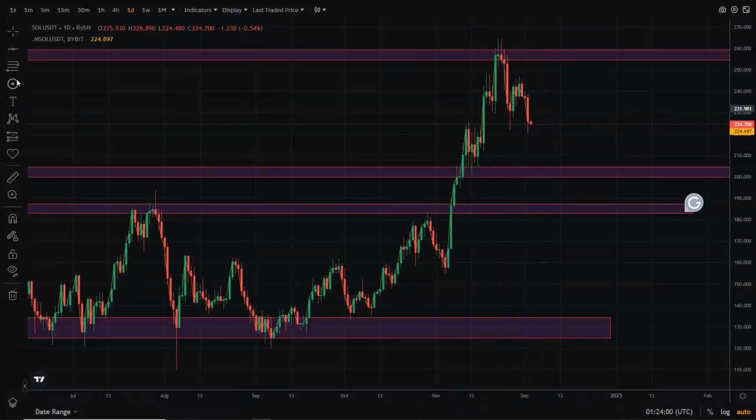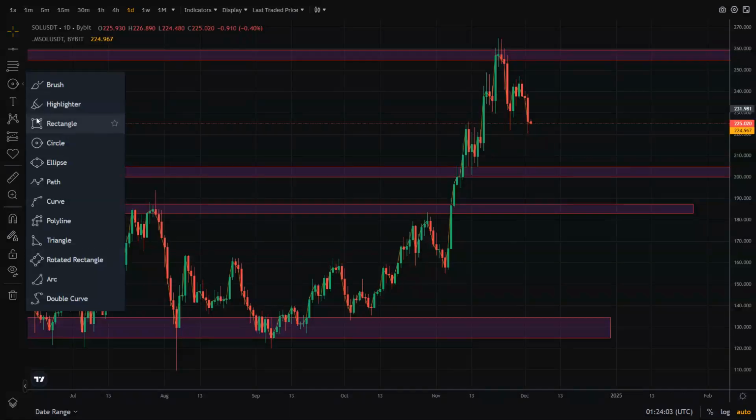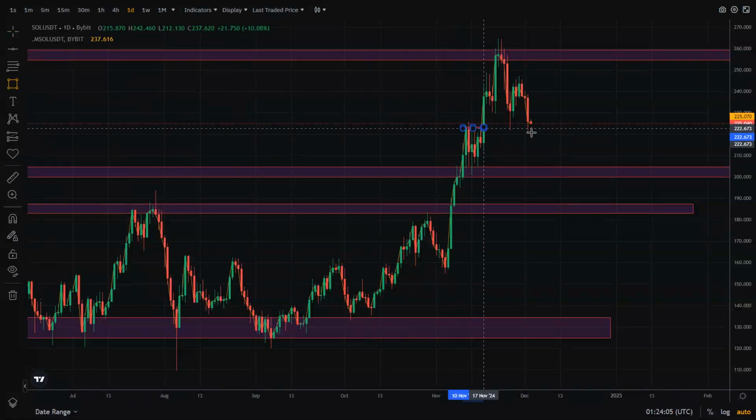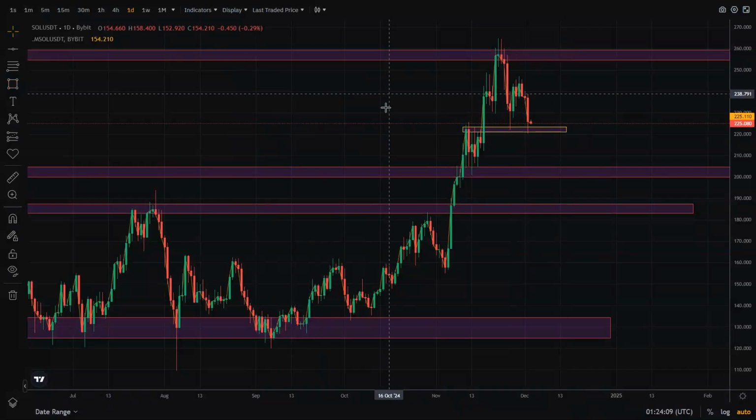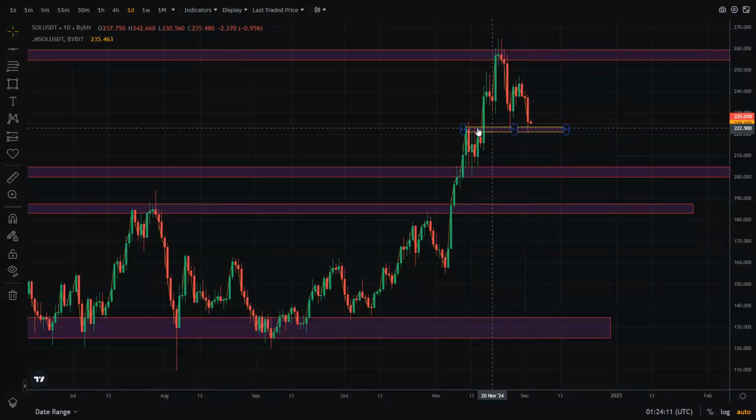So let us draw it and give it another color. Let's give it a yellow color, to recognize that this is a daily time frame. So take a look at this.